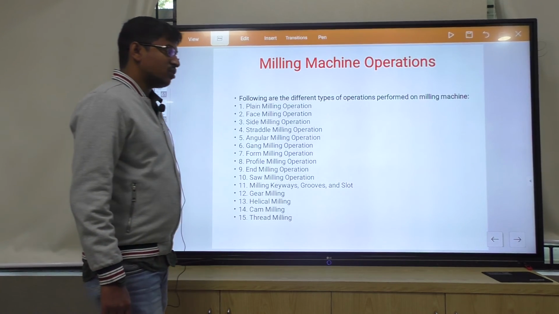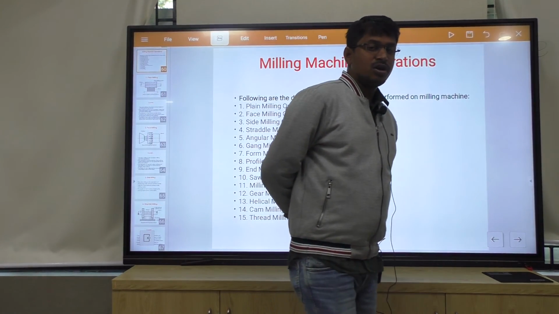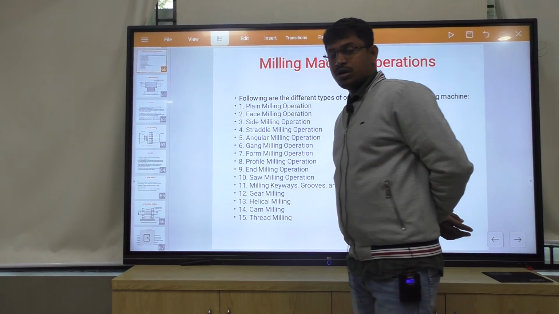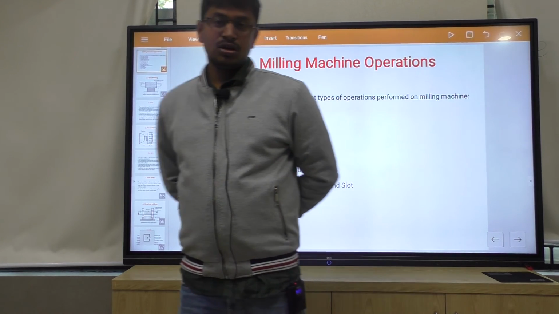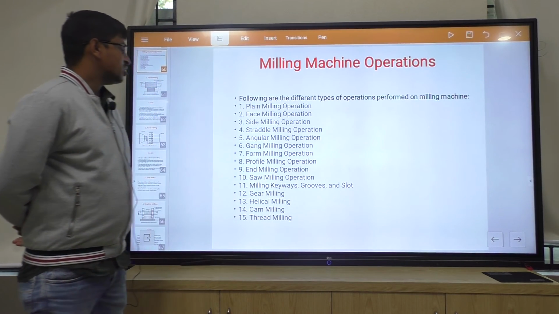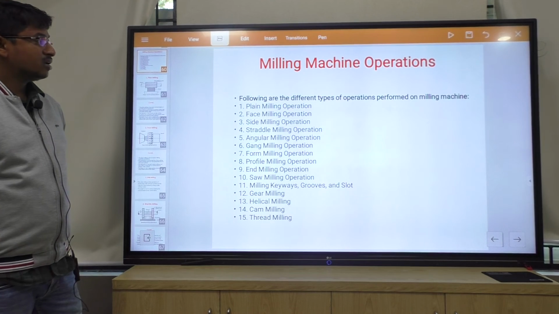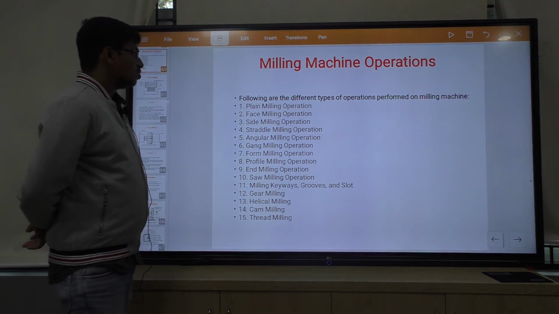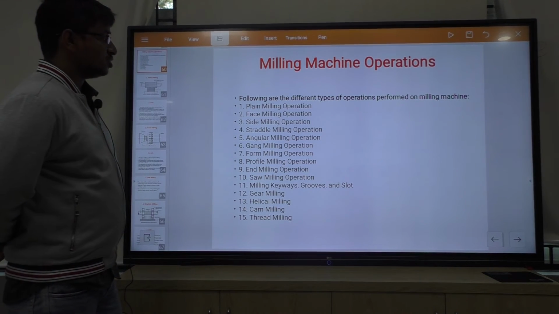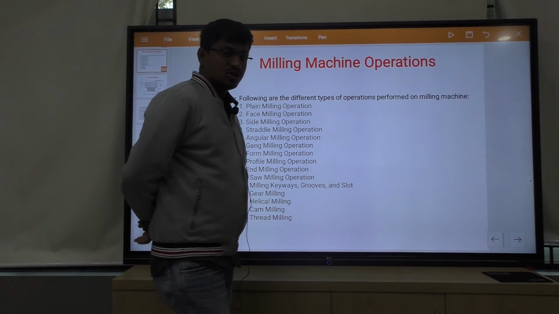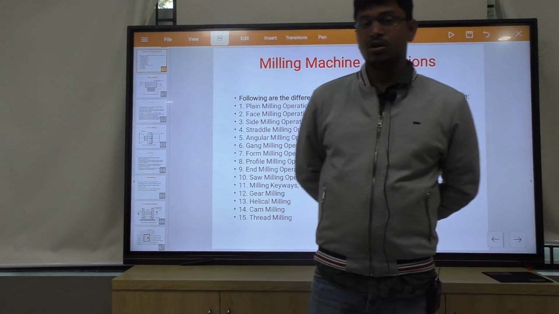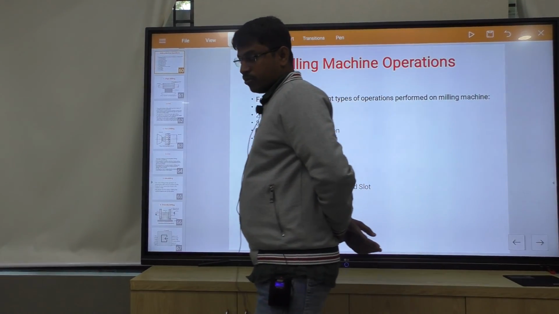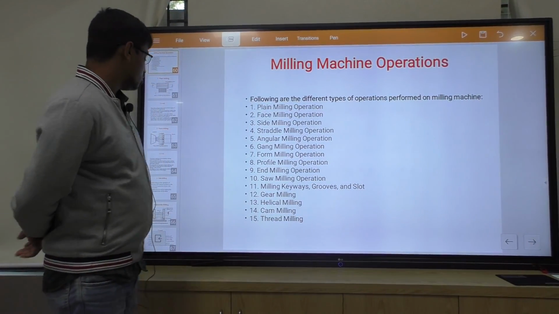Previously, we studied what milling is, different types of milling methods, and different types of milling machines. Then we will start different types of milling machine operations. Today we will discuss the different types of milling operations, meaning the operations that can be performed on the milling machine.